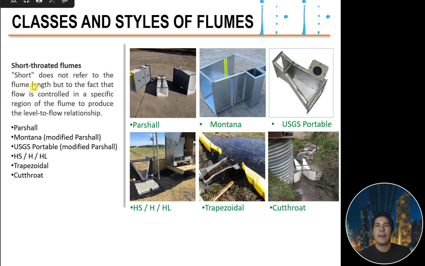Okay, so ito yung mga example ng mga short-throated flume. We have the Parshall, Montana, USGS portable, HS, H, and HL. S stands for small, L stands for large, trapezoidal, and cutthroat.